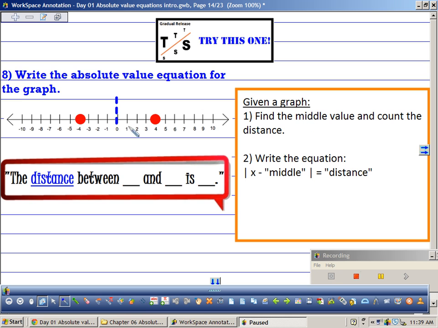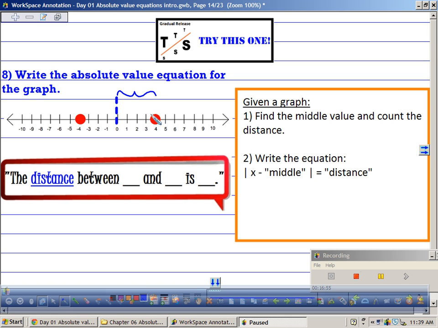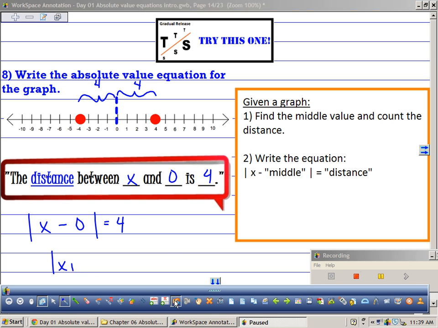My first thing I'm going to do is find my middle value. It's right there. Then I'm going to count. How far away do I travel? 1, 2, 3, 4. I'm going to write my absolute value signs. The distance between x and 0 is 4. But we normally would just write it: the absolute value of x equals 4.